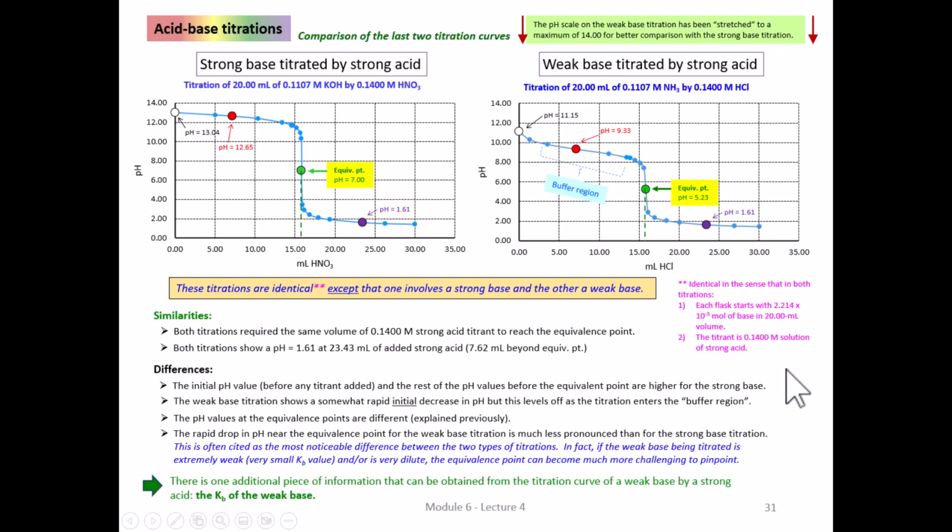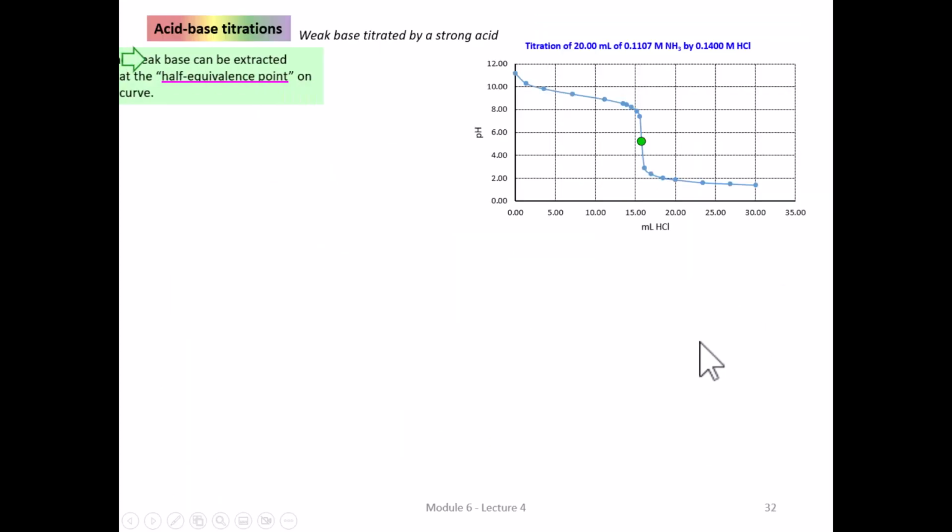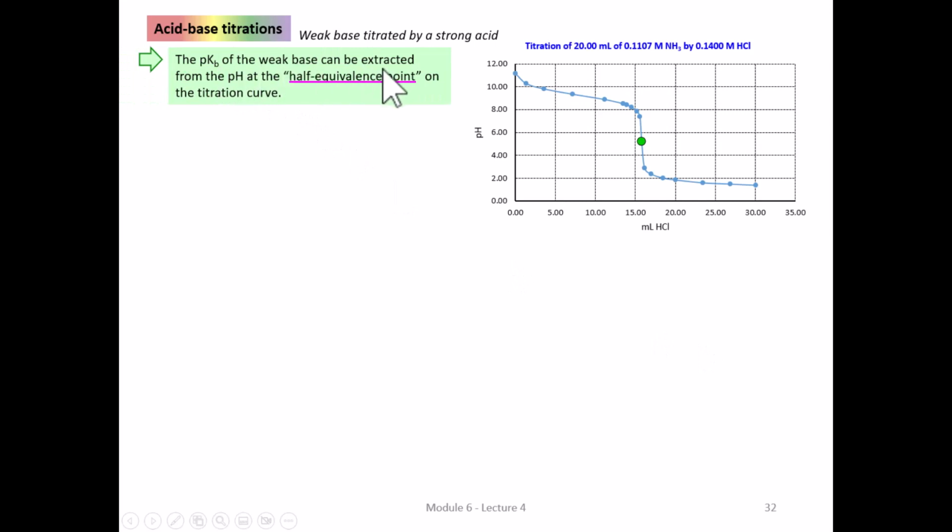There is one additional piece of information that we can get from the titration curve of the weak base titrated by a strong acid, and that is the Kb of the weak base. So let's look at how we would do that. The pKb of the weak base can be extracted from the pH at the half equivalence point on the titration curve. So the equivalence point volume is 15.81.